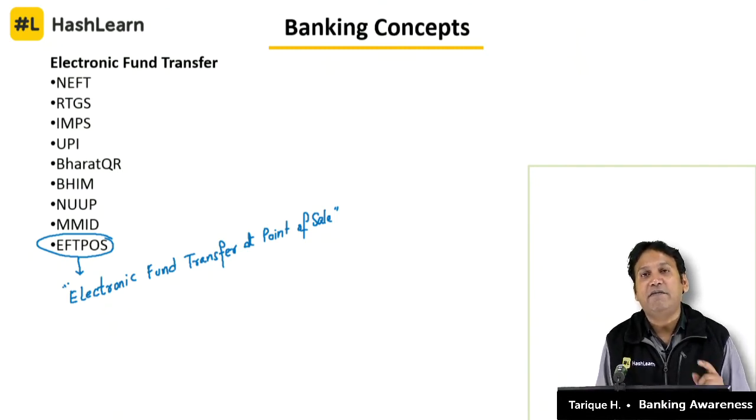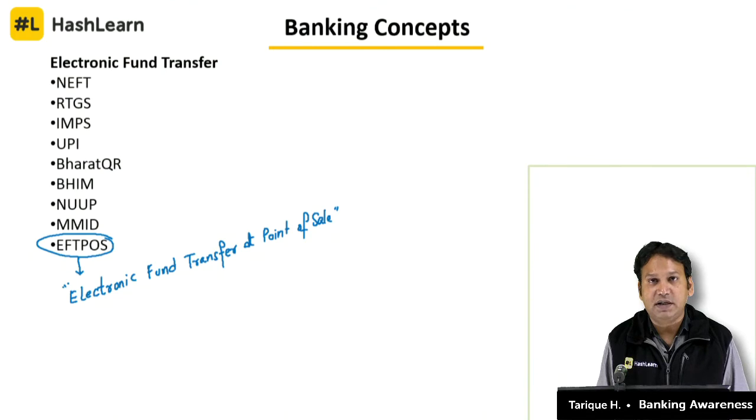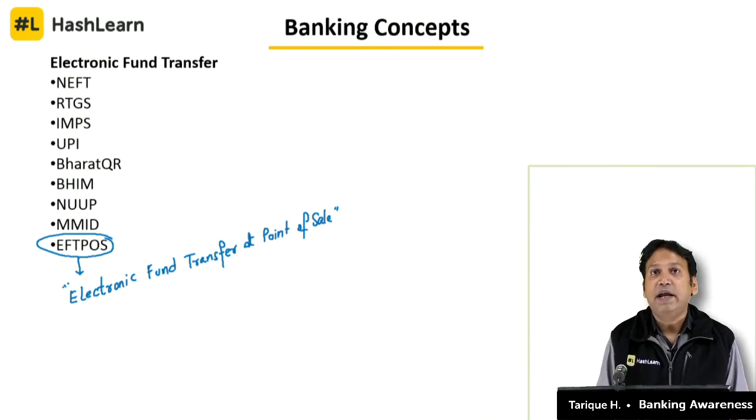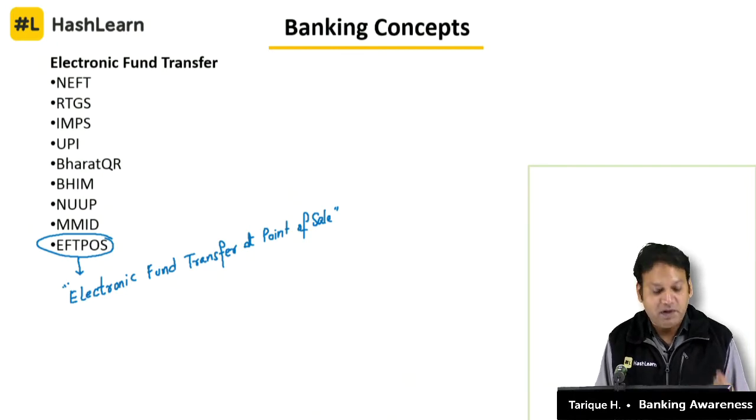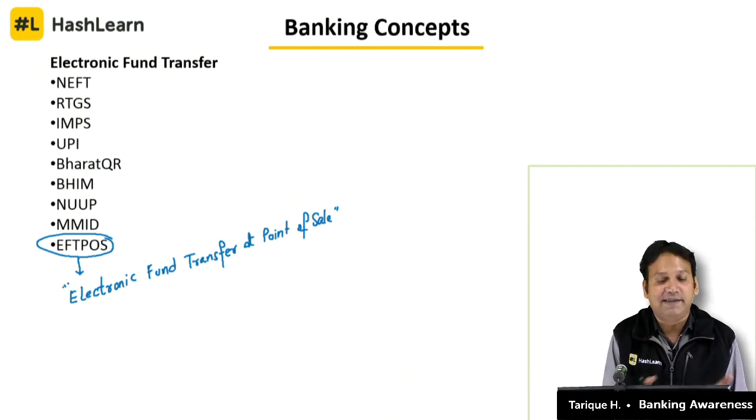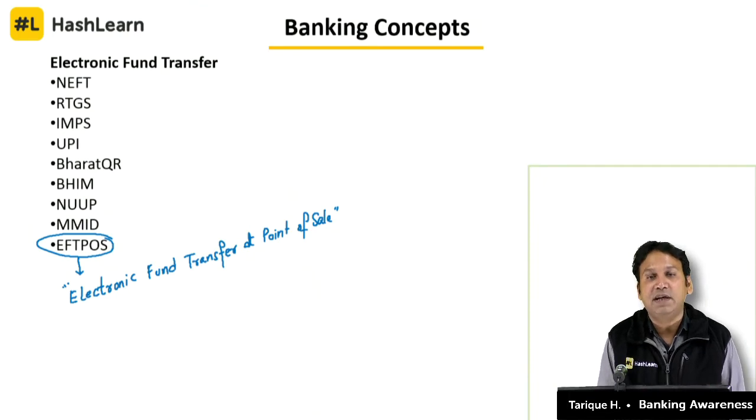So what is happening? Fund is getting transferred electronically. Obviously this is electronic fund transfer. It is happening at the point of sale. Today when you go to a petrol bunk or you go to any restaurant or shop and you buy anything and you pay using your debit cards or credit cards, that is what we mean by the EFT POS, electronic fund transfer at point of sale, using the debit card, credit card swiping machines that you do. So we will not be discussing this separately. This is sufficient information and I am sure you are familiar with the meaning of EFT POS.